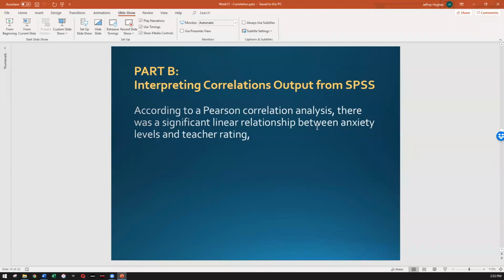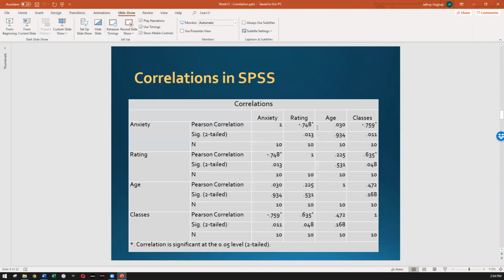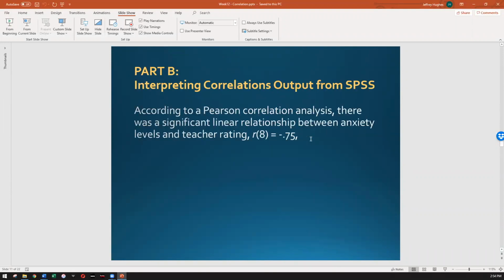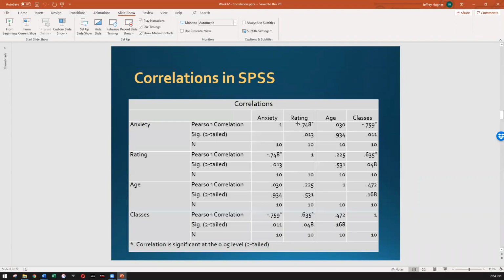So just like a t-test, we're going to say we have R, because instead of T, we're doing an R, a correlation coefficient. R degrees of freedom, which is n minus 2. So if we go all the way up here, it's 10 minus 2. So it's R degrees of freedom, which is 8, equals the correlation coefficient, which, if we go all the way back up here, the correlation coefficient between anxiety and teacher rating is negative 0.748.